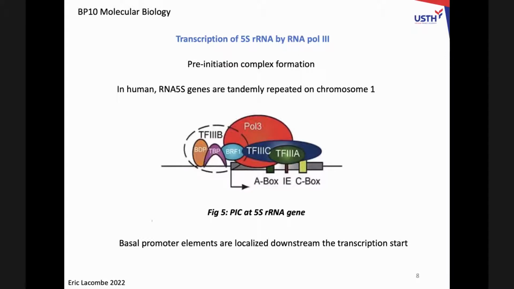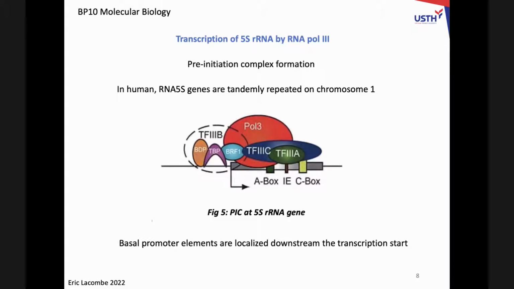Yeah, no, it will start directly as soon as. So first event, you have TF3C and TF3A that are recognizing the promoter. From this interaction, you have all the other proteins of the complex that are going to be complexed. So Pol3 plus the other factors. And once this mega complex is present, the transcription starts at this place.